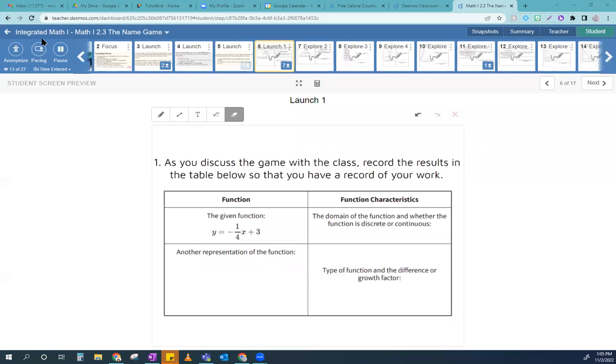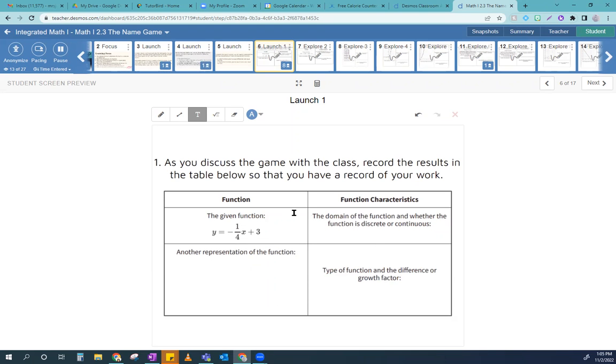Okay, so we're going to talk about this. It's 2.3, number 1. And what they want you to do is they gave you information like y equals negative 1/4 x plus 3. They want you to tell me the domain and whether it's discrete or continuous, another representation, and then the growth factor.